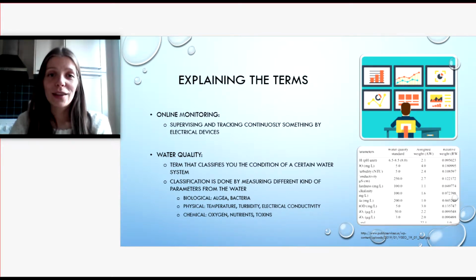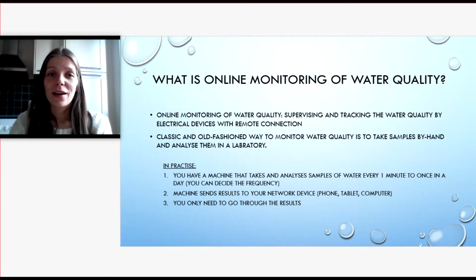When we combine these two, we get online monitoring of water quality, which means supervising and tracking the water quality by electrical devices with remote connection. Opposition to that is the classic and old-fashioned way to monitor water quality, which is to take samples by hand and analyze them in a laboratory.